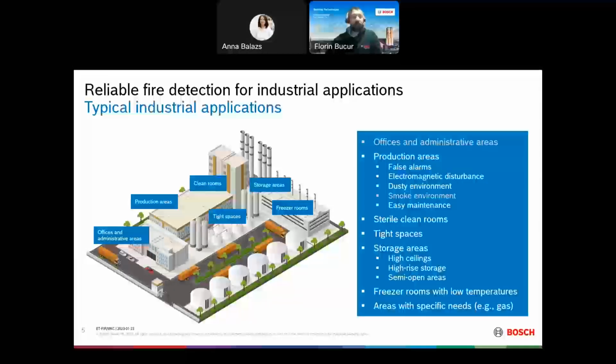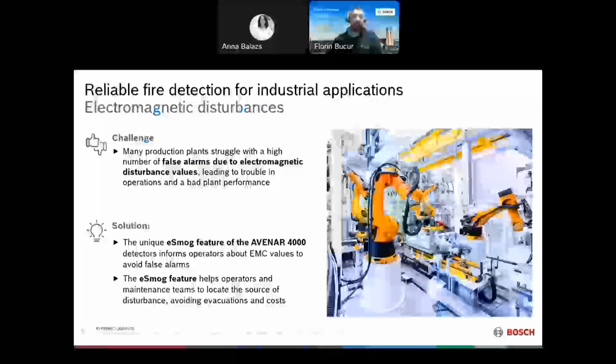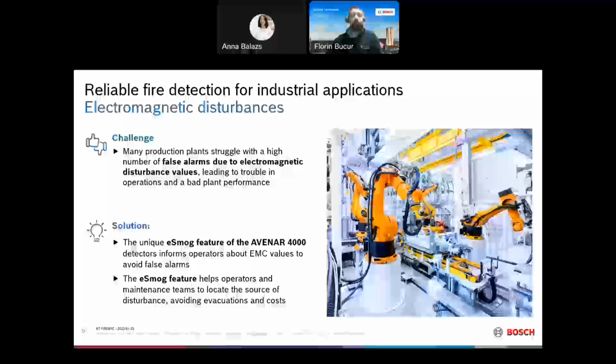So let's dive into some of these applications and challenges, and see which are our solutions for them. I will start with the electromagnetic disturbances because this is one of the most common in industry, and sometimes one of the most difficult to diagnose or identify. We know electromagnetic disturbances can lead to false alarms in any of the systems, no matter how robust it is. For that, we have a really amazing feature in our Avanade 4000 detector series, which we call eSmoke.